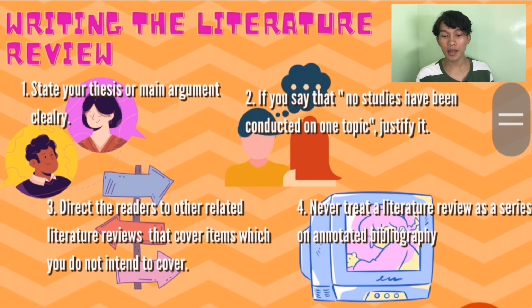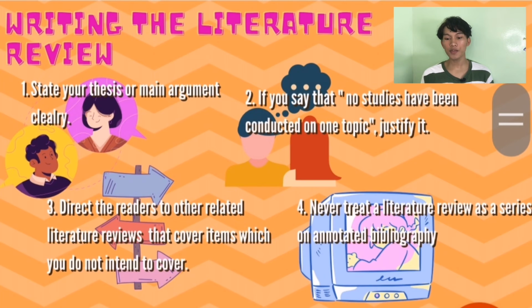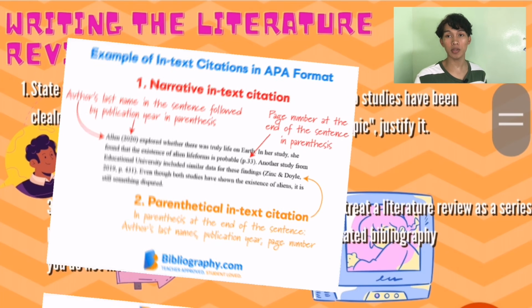So the third part is the writing of the literature review. Once all the materials are ready and you have a clear outline of the ideas that you want to express, you may now start the writing process. First, we have state clearly your thesis or main argument and be guided by it accordingly. Number 2, if you say that no studies have been conducted on one aspect of your topic, justify it, explain why. Number 3, we have direct the readers to other related literature reviews that cover items which you do not intend to cover. You may use the citation format prescribed by your chosen documentation style.